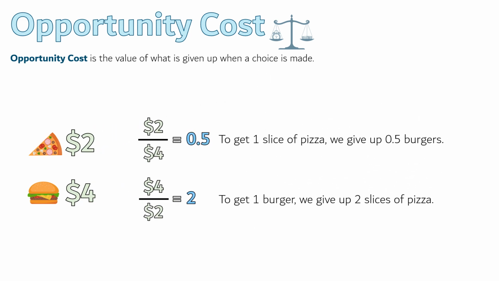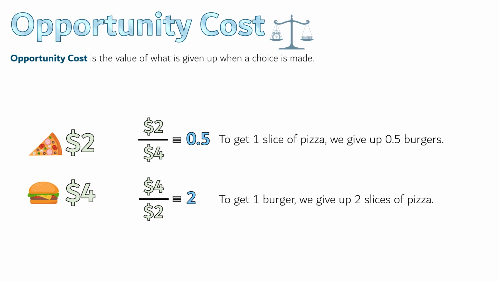If we take the price of pizza and divide it by the price of burgers, we get the opportunity cost for pizza. 2 divided by 4 is 0.5, and the opportunity cost of pizza is 0.5 burgers. Likewise, if we take the price of burgers and divide it by the price of pizza, we get 2, which is the opportunity cost of burgers.